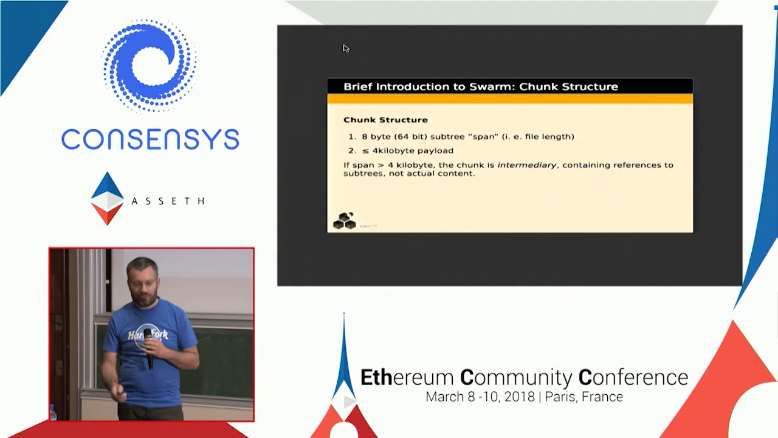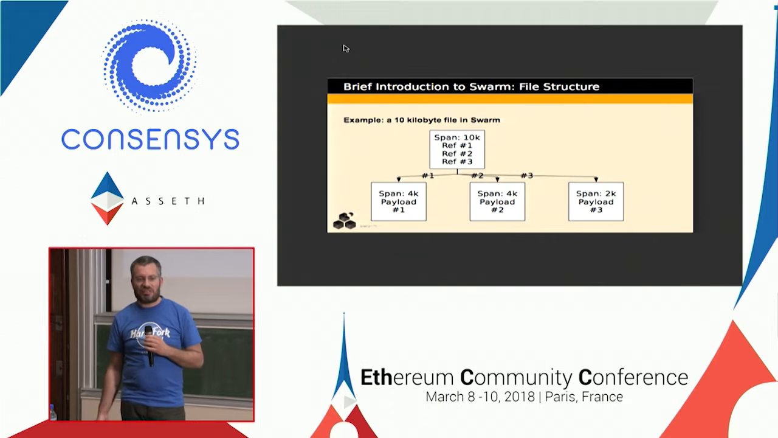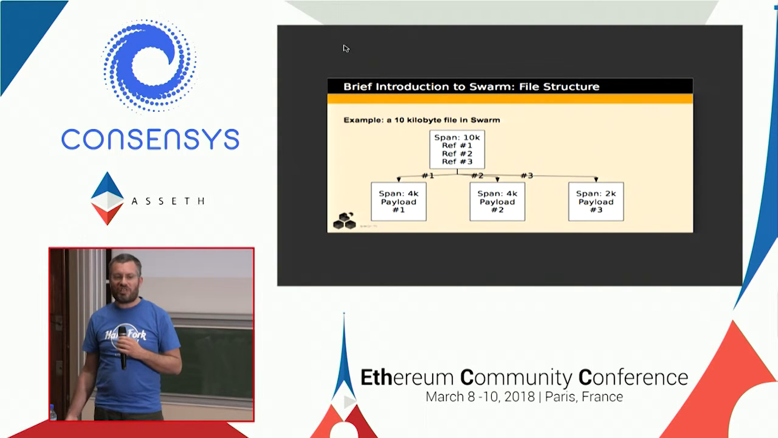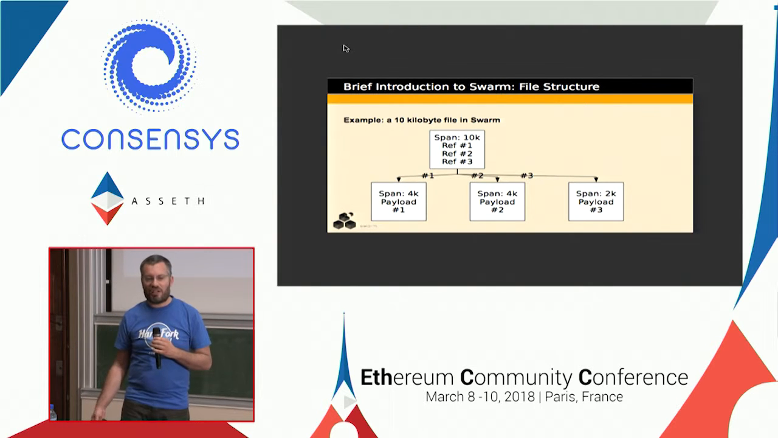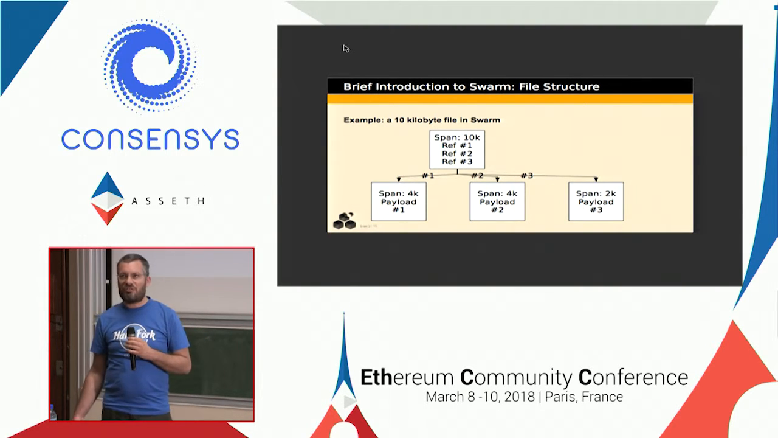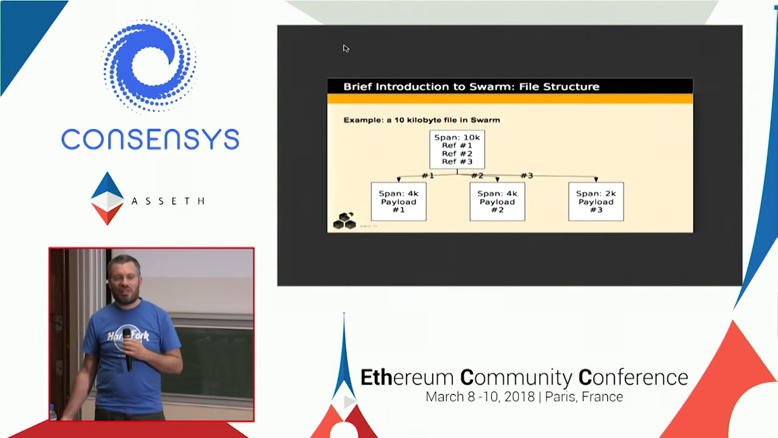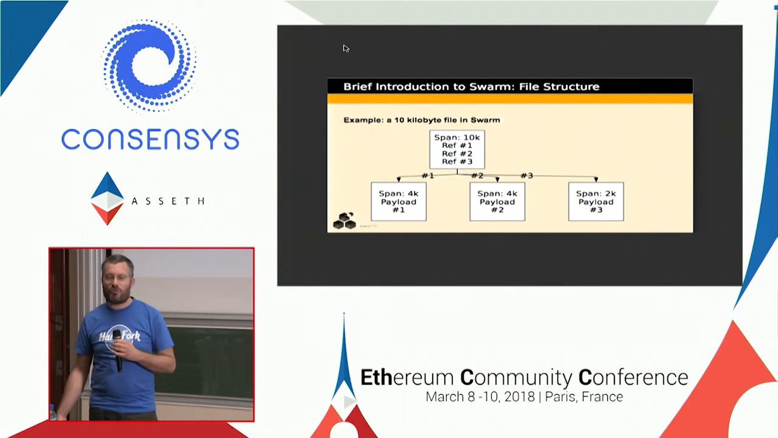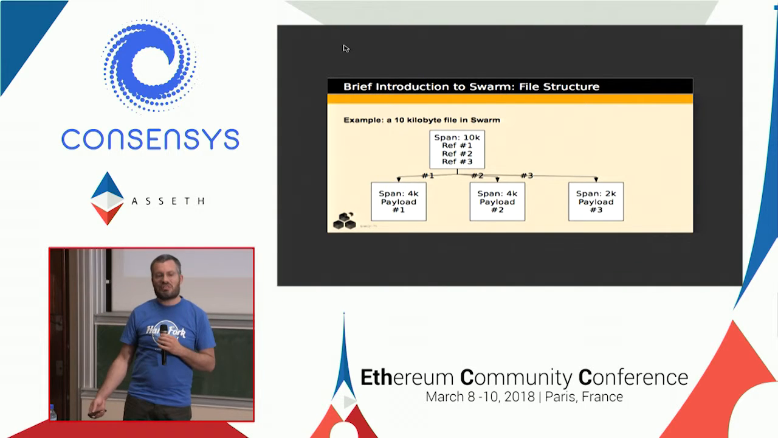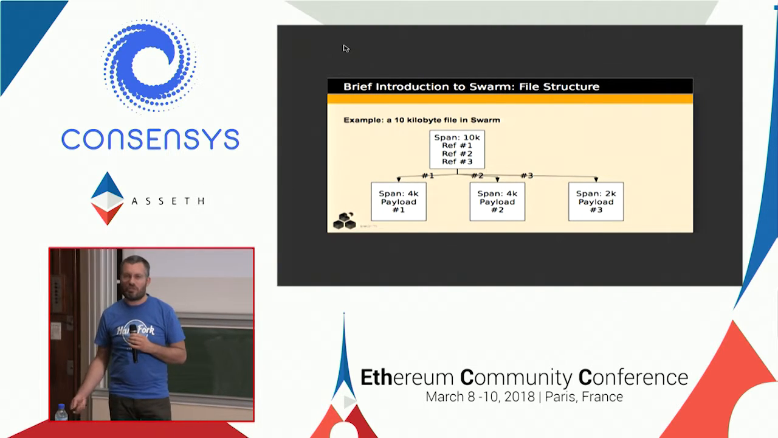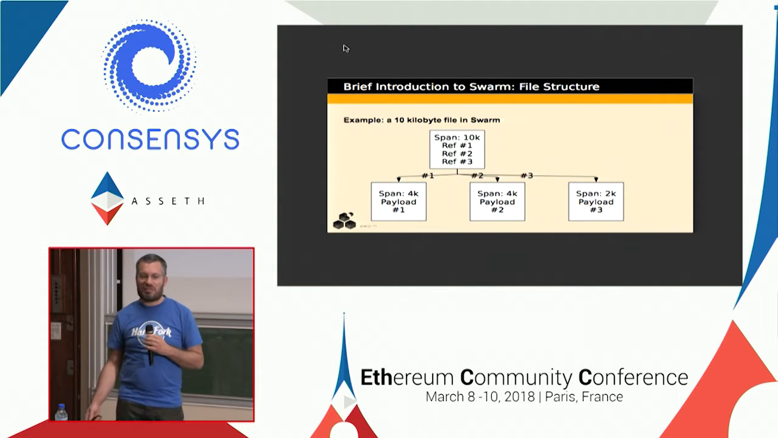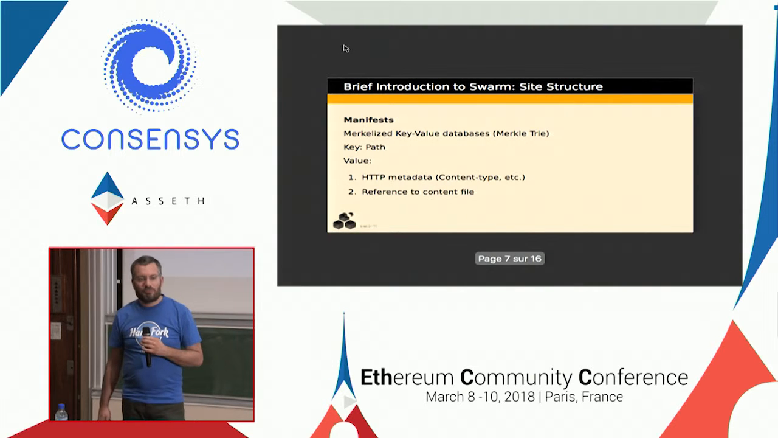So here's the representation. Here's how you would store 10 kilobytes of data in Swarm. You have the root chunk, which declares a span of 10 kilobytes. And since 10 kilobytes require at least 3 chunks, it has 3 references to 3 chunks. And those 3 chunks have 4, 4, and 2 kilobytes of the data. So this is how 10 kilobytes of data would be represented inside Swarm, and it takes 4 chunks to represent it.